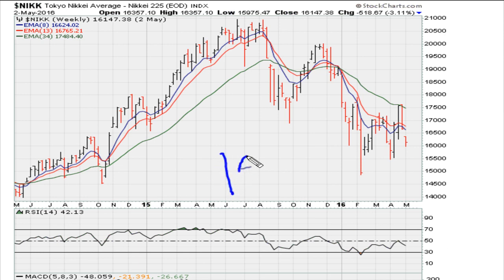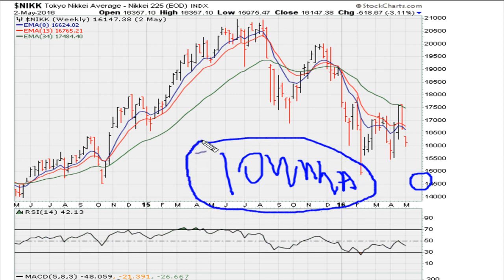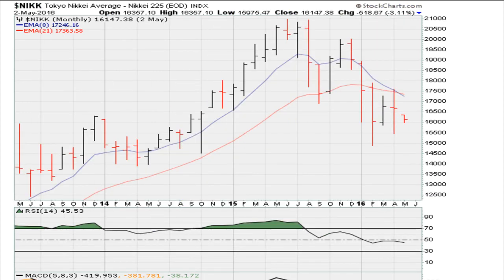Should the 10-week moving average make fresh 52-week lows, then more than likely the price is also going to have to make fresh 52-week lows. So we need to watch this, because generally speaking, whenever you see the 10-week moving average make a fresh low or a fresh high, it suggests that the price is also going to follow.